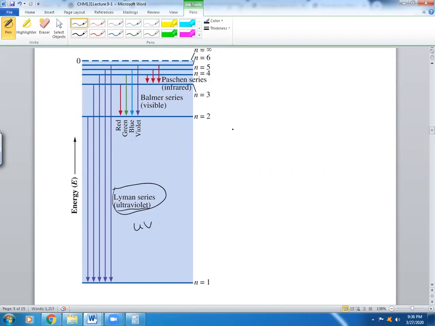And notice one thing. Notice how the bigger the leap, the more energy it is. Ultraviolet is much more energetic than infrared because look how big that leap is versus that.